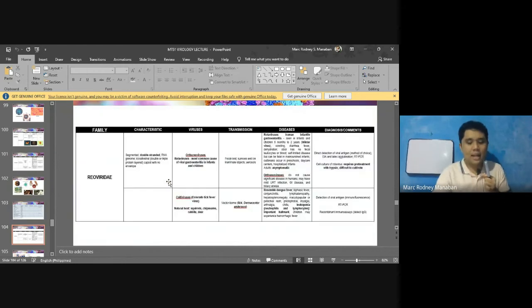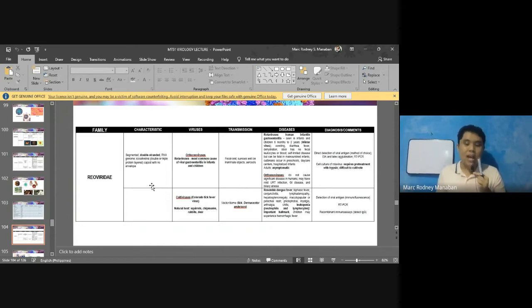Next, we go now to the Reoviridae family. REO, we have mentioned the meaning, the respiratory enteric orphan virus. Ano silang orphan because they were first discovered before they were associated with a disease. Now again, segmented, double-stranded RNA genome, icosahedral capsid with no envelope. Now for the viruses, we have the Orthoreovirus, and under that is of course the Rotavirus.